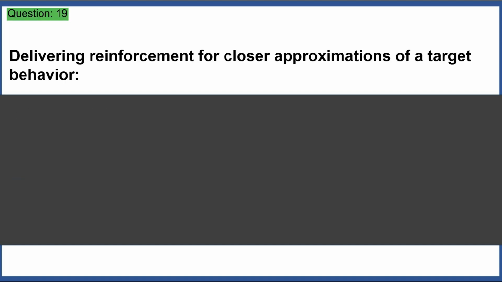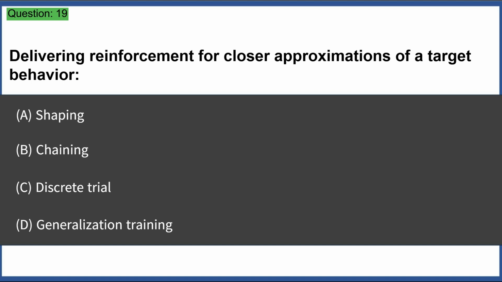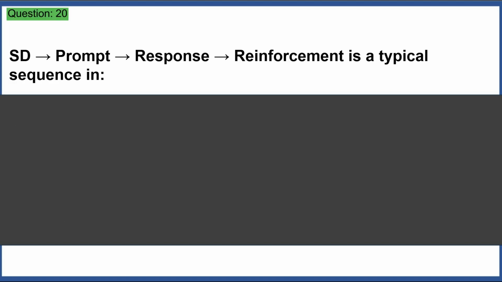Delivering reinforcement for closer approximations of a target behavior. A. Shaping. B. Chaining. C. Discrete trial. D. Generalization training. Answer A. Successive approximations.